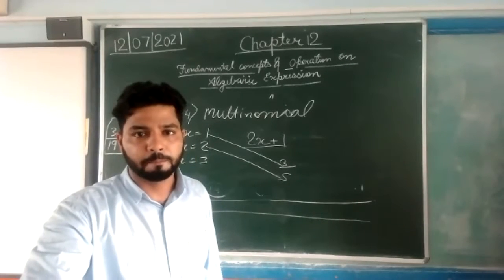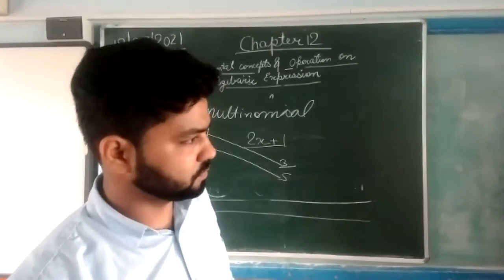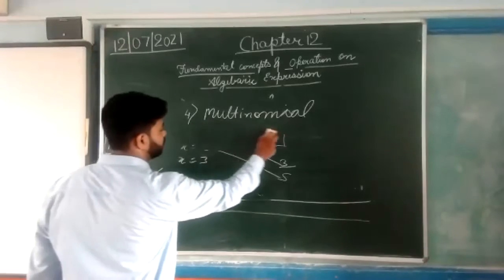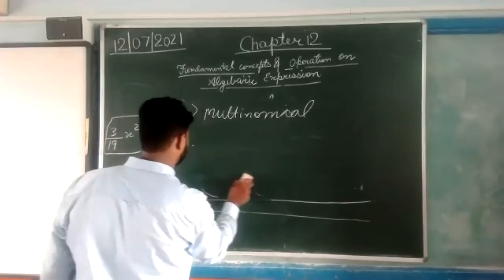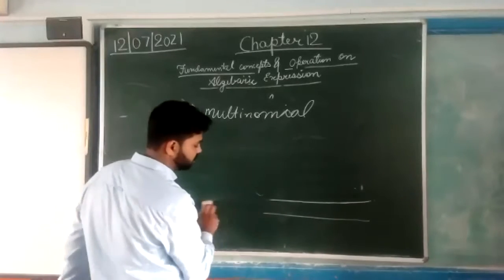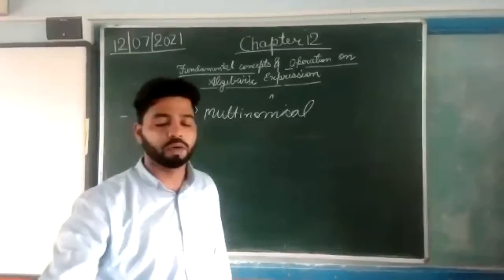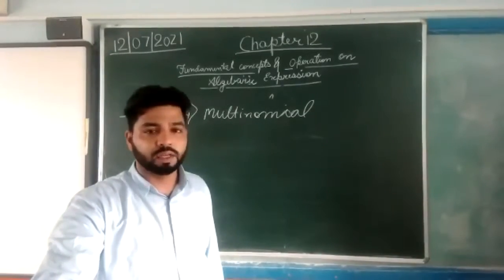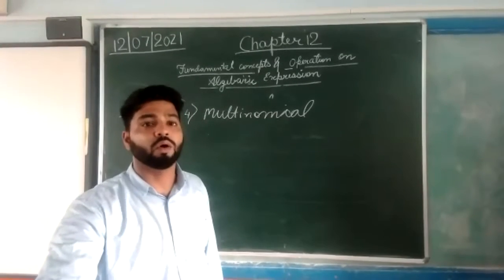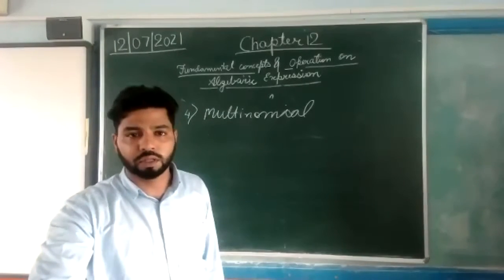Sir, if the question asks to find the multinomial, trinomial, and binomial, and there is a binomial or trinomial, can we write it as multinomial also? No. First of all, they will not ask to find the multinomial. They will only ask you to check whether it is a binomial, trinomial, or whether it is a polynomial or not.